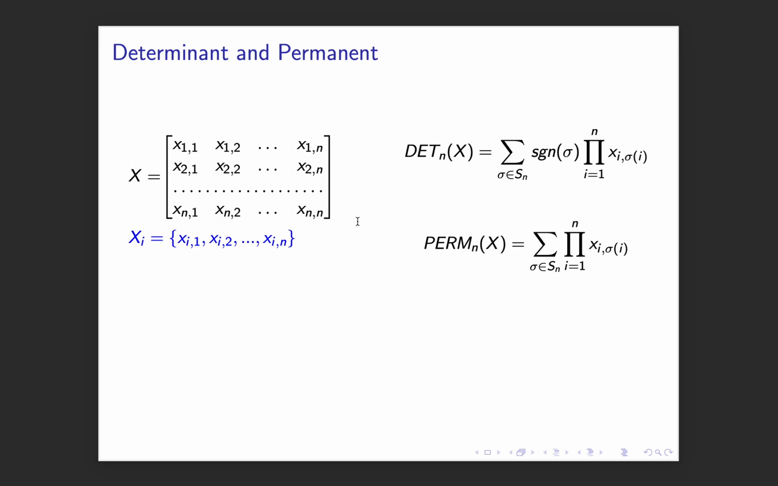Let's define them. Let X be an n cross n matrix as shown. Here the entries of X can be thought of as being variables. The entries of the ith row of X are going to be X_{i,1}, X_{i,2}, and so on up to X_{i,n}. The set of all variables in the ith row will be referred to as X_i. The determinant and permanent are defined as follows, as shown here. The summation is over the set of all permutations, or bijections, over the set 1, 2, so on up to n. The permanent and the determinant are defined very similarly. The only difference is that the permanent does not take into account the sign of the permutation.